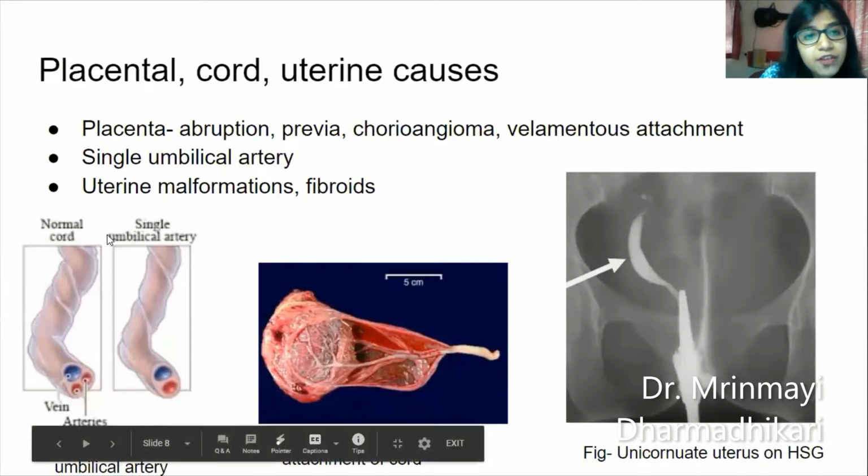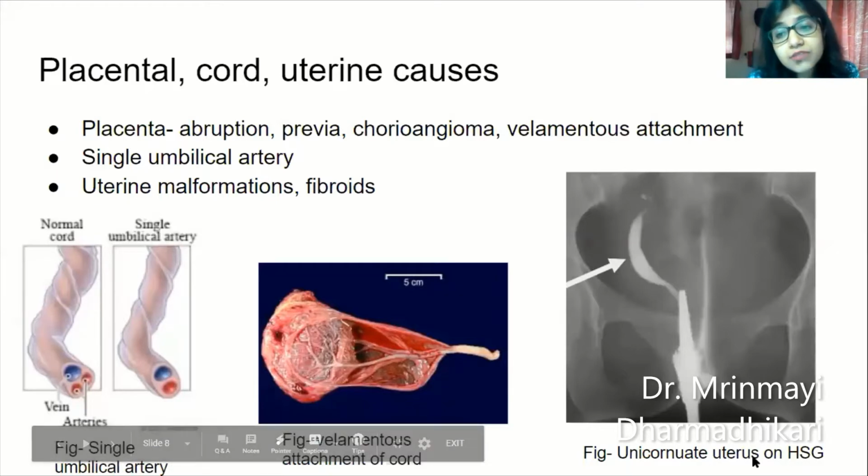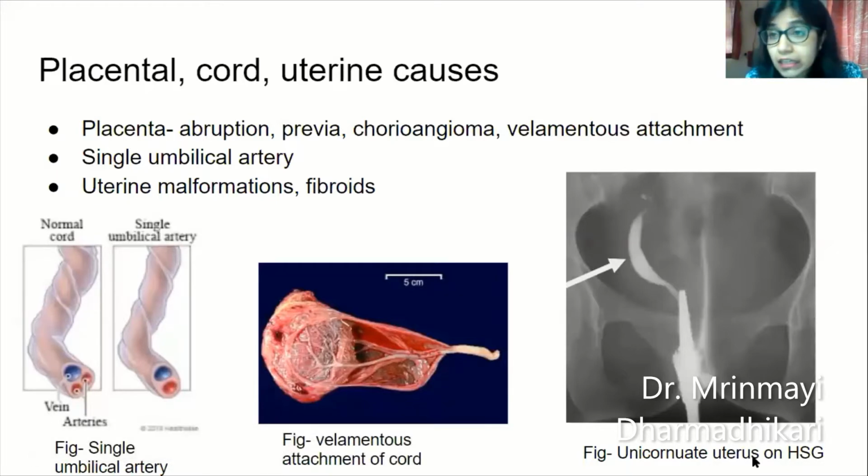Uterine malformations and fibroids, for example, unicornuate uterus, if the pregnancy lies within a unicornuate uterus, or a single horn of a didelphic uterus or bicornuate uterus. Again, due to restriction of space and alteration of the vascular supply, there could be restricted growth. Even sometimes in cases of a very large fibroid, especially cervical fibroids, there could be restricted space, and secondly, suboptimal implantation of the placenta, giving rise to growth restriction.